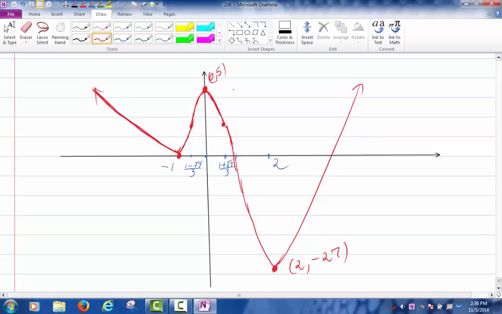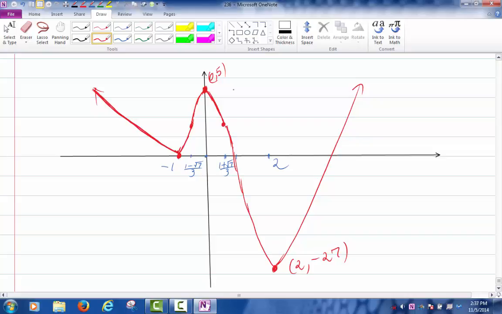Number 1, we need to know the domain. Number 2, we needed to know the terminal behavior. What happens when x is large and positive? What happens when x is large and negative? We saw that when x is large and negative, the function is large. When x is large and positive, the function is large as well. So that's how we know the terminal behavior. Then we came up with where the function is increasing and decreasing, where the function is concave up and down, and then we sketch the graph of the function. Is everybody okay?